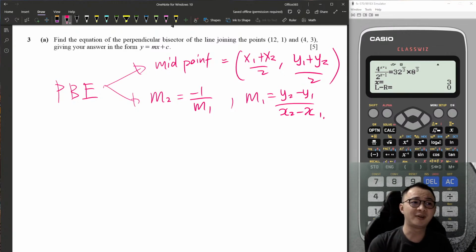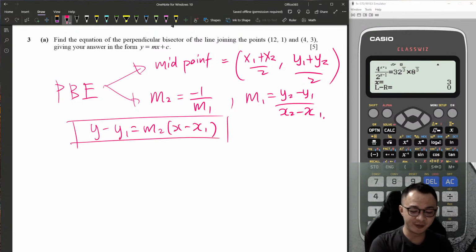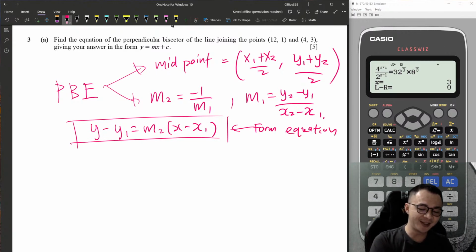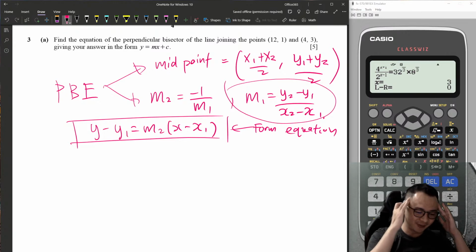Okay, then after you have both pieces of information, to form the equation you need to sub into y equals mx plus c, or sometimes we prefer to sub into this one to form the linear equation. This one is for you to form the equation. And you realize this formula is similar to the gradient formula, right? Because for the gradient formula, if you move the x2 minus x1 to the other side of the equation, you get the same equation. Okay, so right now you have all the information needed.